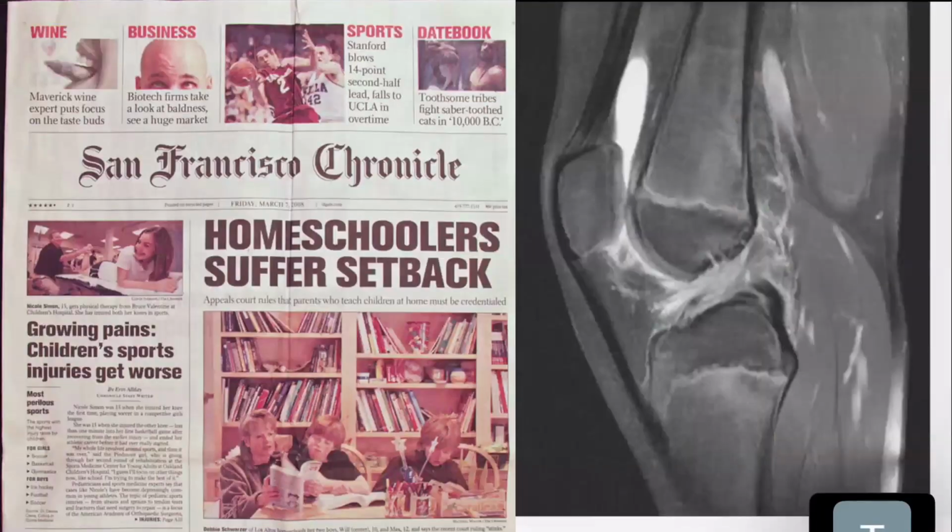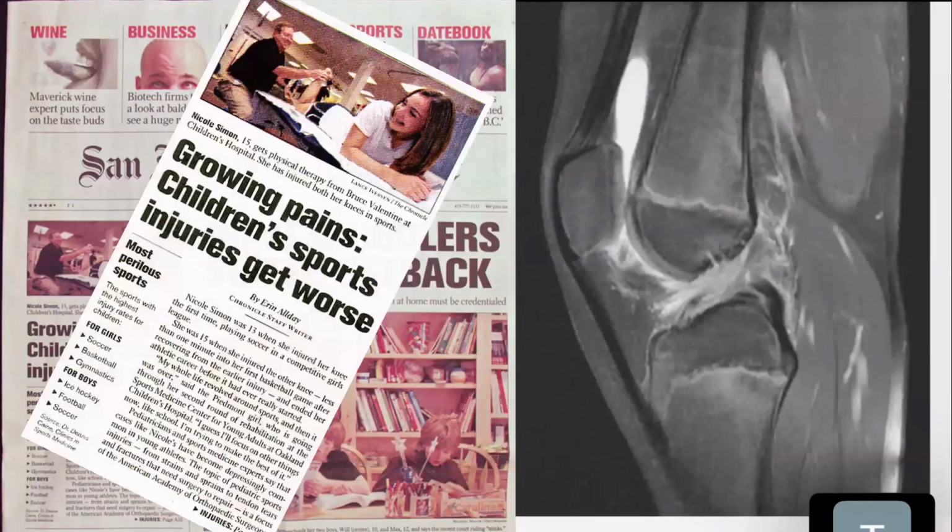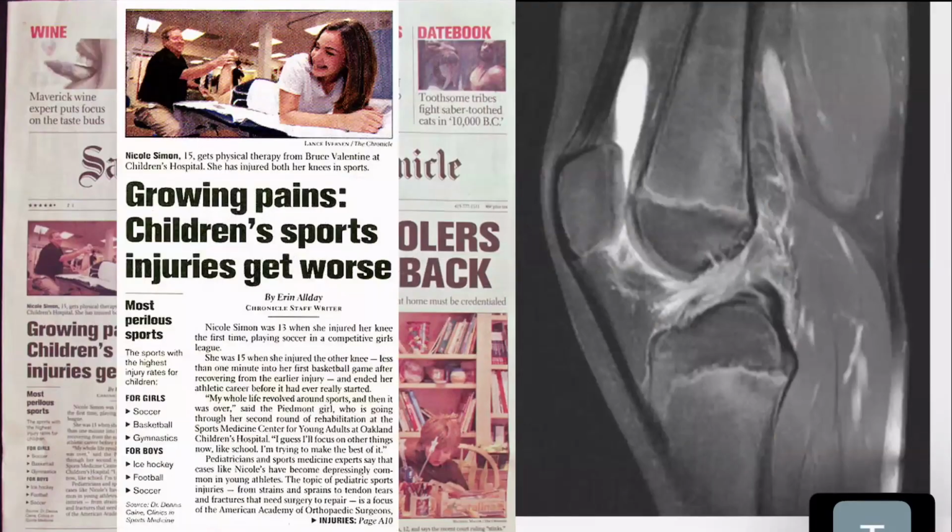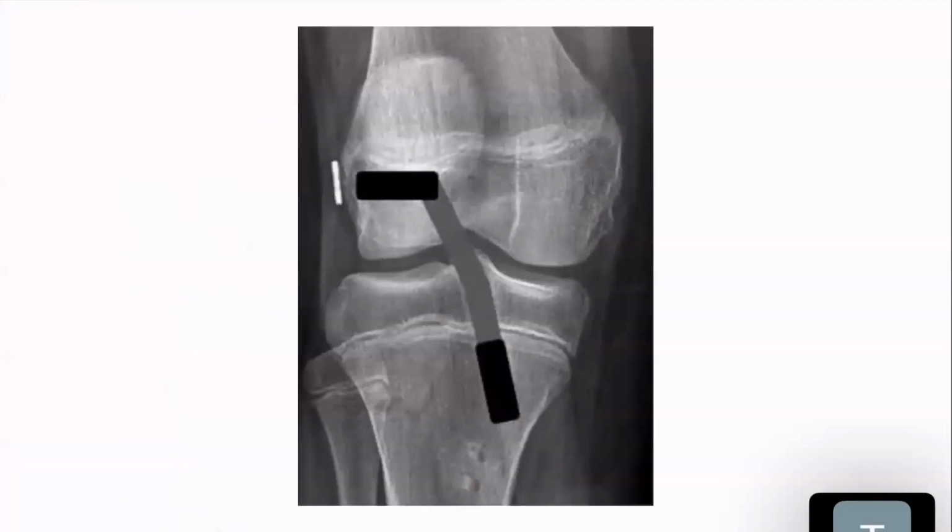But when you have a skeletally mature athlete who has a complete ACL rupture, you have to think about the different treatment options that you can offer these patients. And we know that ACL tears in this patient population are very devastating because they really do take a significant amount of time away from sports participation, and potentially and most likely will lead to some degenerative changes in the knee.